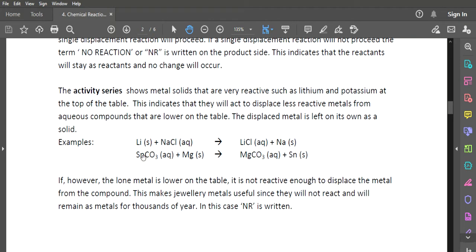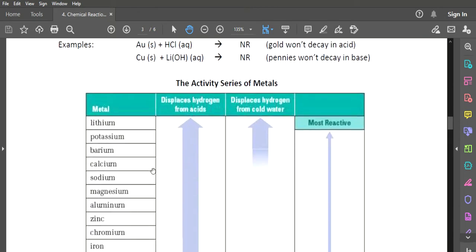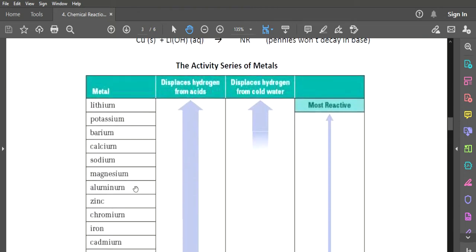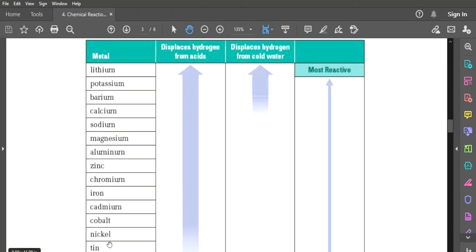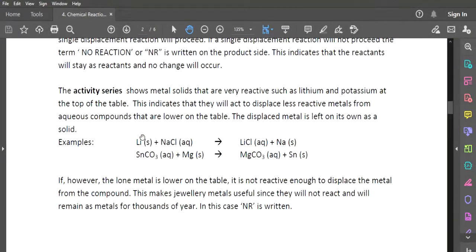We have a second one, Sn, tin, and magnesium. If we go to our table, we have magnesium right here, and we have to find tin, which is much further down. So magnesium is the more reactive metal. It's going to be the one that's in the compound. Right now it's not part of the compound, so it's going to kick tin out and end up bonding with the carbonate, and tin will be all on its own.